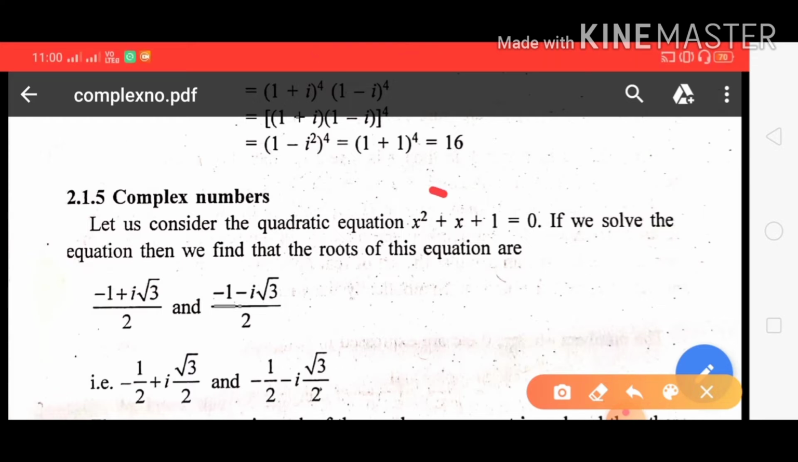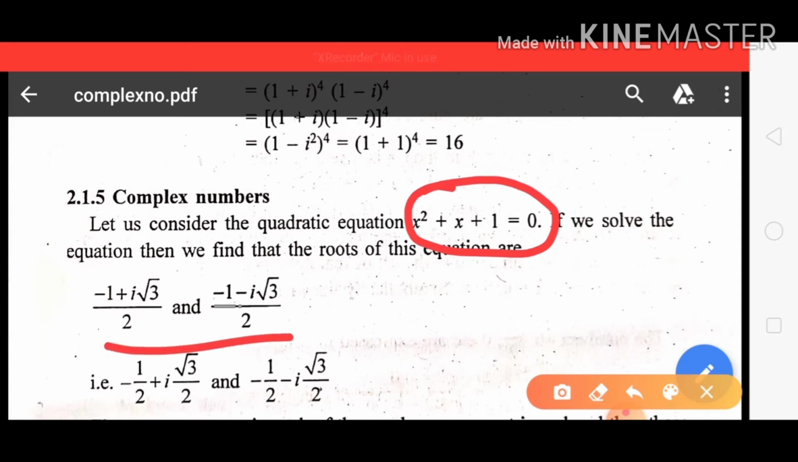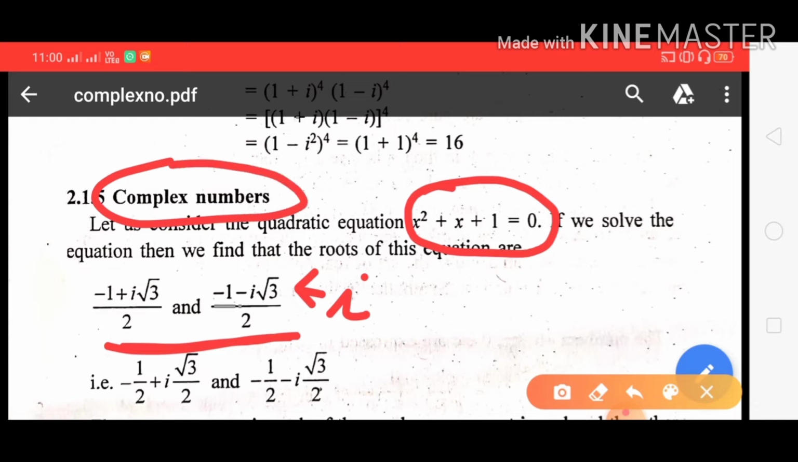Same way, this is an application. If we solve this quadratic equation, it will have two roots, and you can see there is an i along with them. So these are complex numbers. Actually, these are complex numbers.